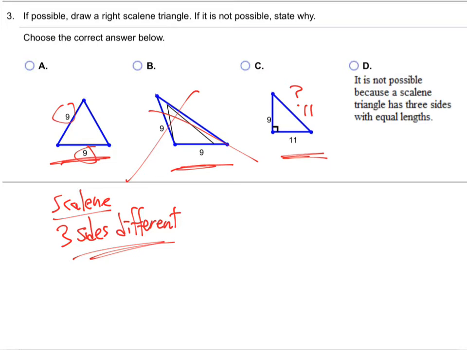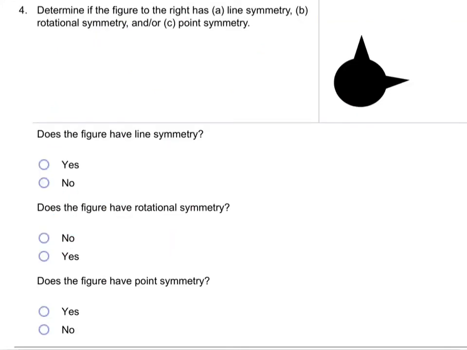Anybody remember the name of the side across from the right angle in a right triangle? It's the hypotenuse. Yeah, a lot of you remember. It's longer. The point is, that's got to be longer than 12. So yeah, that's our answer. Those 3 sides have to be different, and it's a right angle. So yeah, that's something bigger than 11. So that's a scalene triangle. All 3 sides are different. It's a right angle. Yeah. All right, on we go.